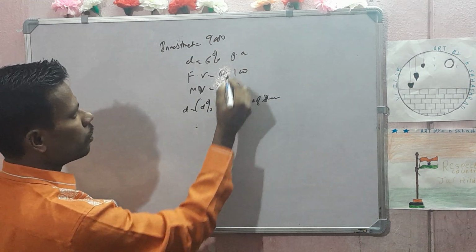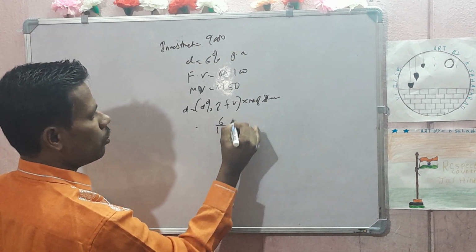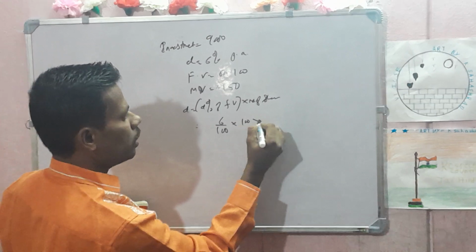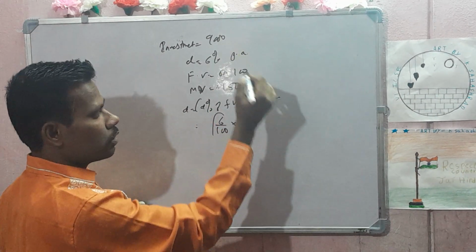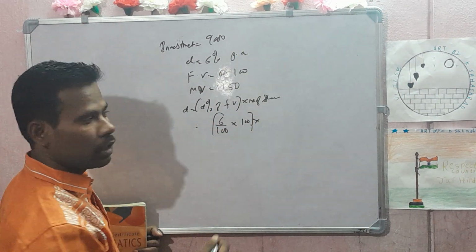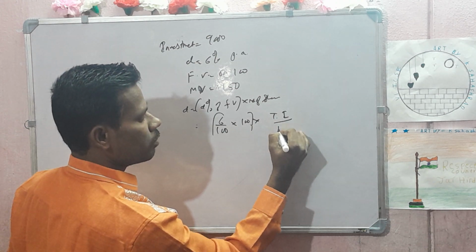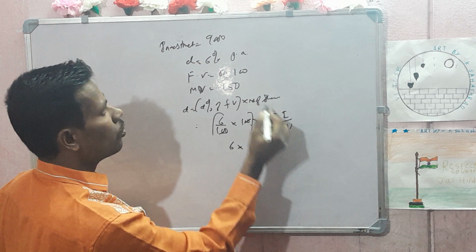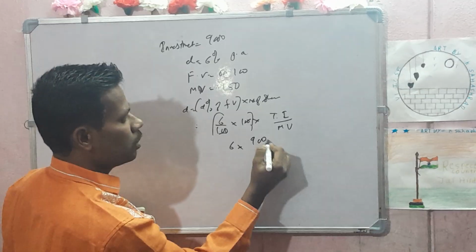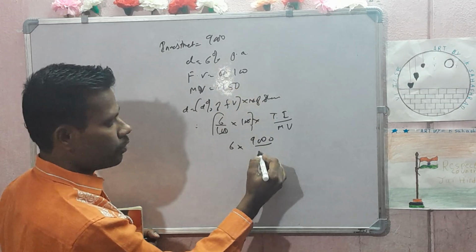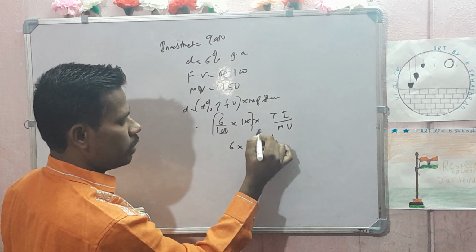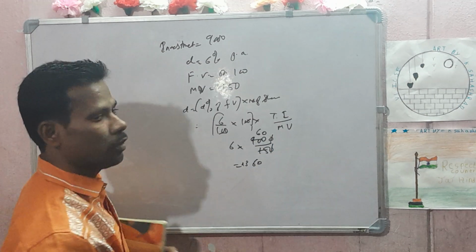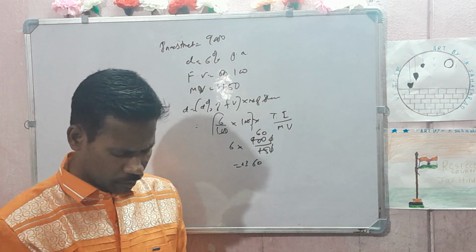So dividend percentage is what? Given 6 by 100 into face value. What is the face value? Face value is 100, into number of shares. Number of shares, how will you get? Number of shares is nothing but total investment by market value. So this cancels. Total investment is 9,000, market value is 150. 15 6s are 90, 6 6s are 36. So dividend is rupees 360.